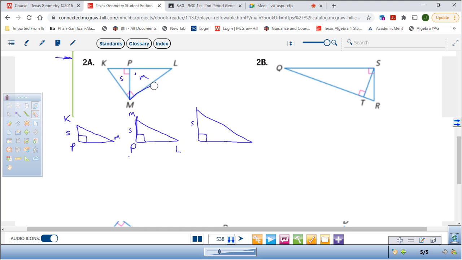Now let's go to the big triangle. The main one. The right angle here is M. The shorter side, M to K, and then M to L. Okay, and there it is. Those are your right triangles that are formed when you draw the altitude from the right angle to the hypotenuse for a right triangle.